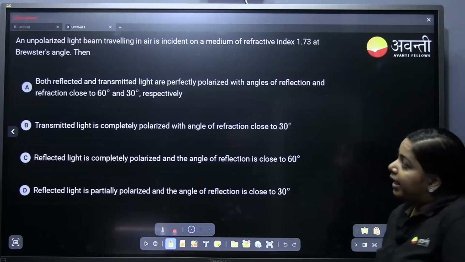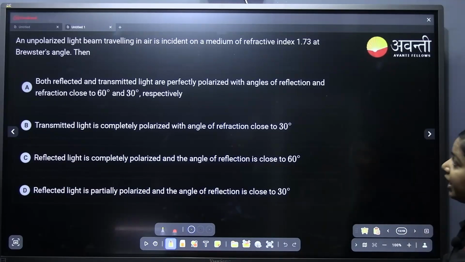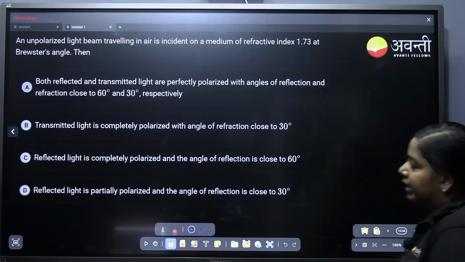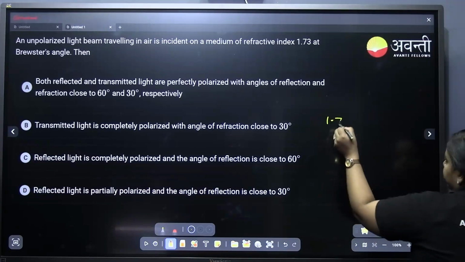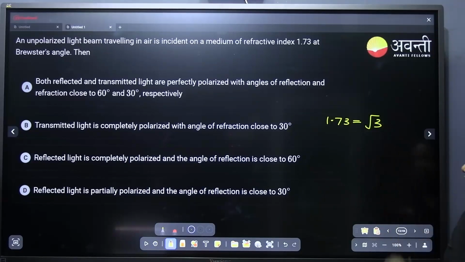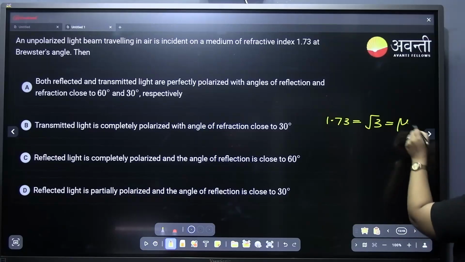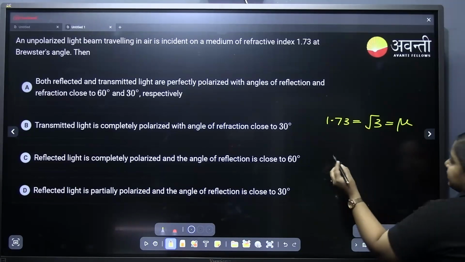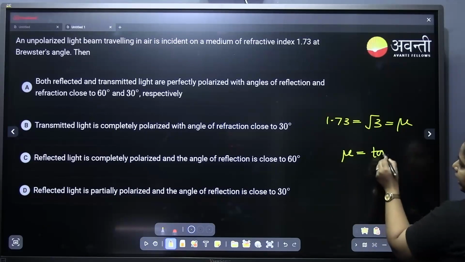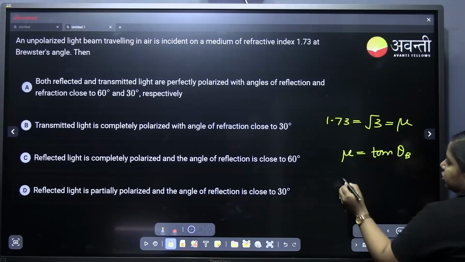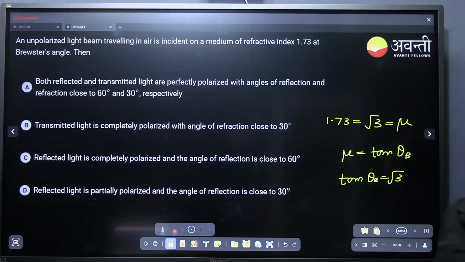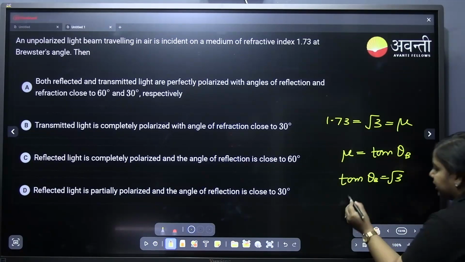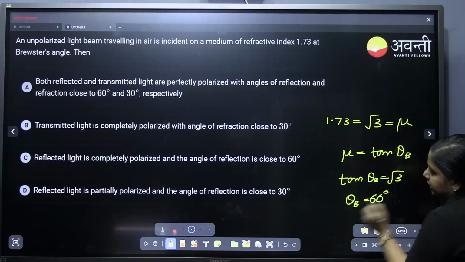Next one. An unpolarized light beam traveling in air is incident on a medium of refractive index 1.73 at Brewster angle. Okay, 1.73 can be written as root 3, right? So this is refractive index mu. At Brewster angle, mu equals tan theta b. So tan theta b equals root 3. When is tan theta root 3? For 60 degrees. So theta b is equal to 60 degrees.